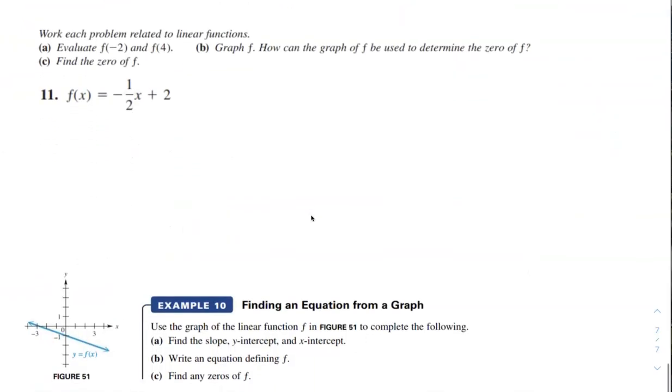Last few problems here. Work each problem related to the linear function. So first, evaluate f of -2, f of 4. So just like a little review, all we're going to do is substitute these values into this equation. So for a here, they want to know what f of -2 is. Remember, that's the same as when you plug in -2 for my x, what's my y? All we're trying to do is find a point basically. So all we do is substitute it in. -1/2 times -2 plus 2. -1/2 times -2, double negative makes it positive. This becomes 1. 1 plus 2 is 3. So this is like the point (-2, 3).